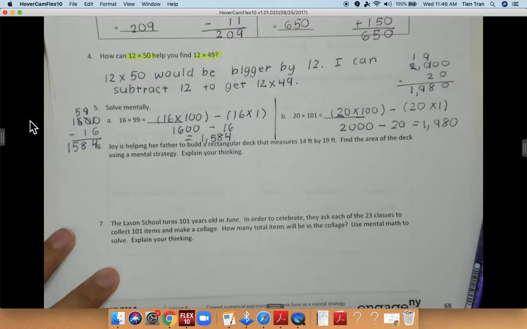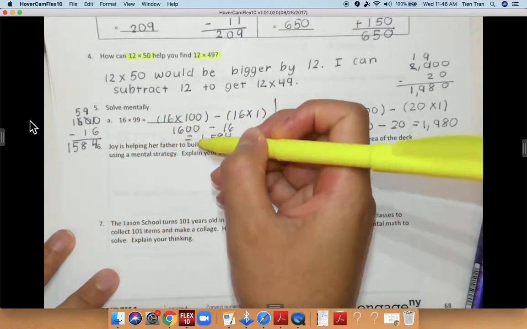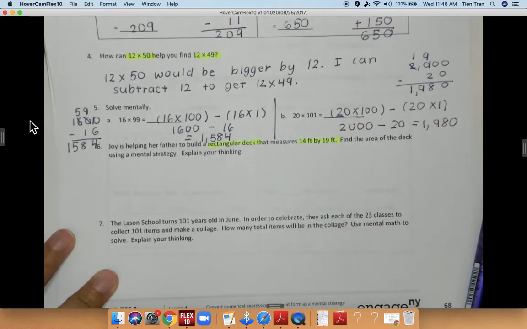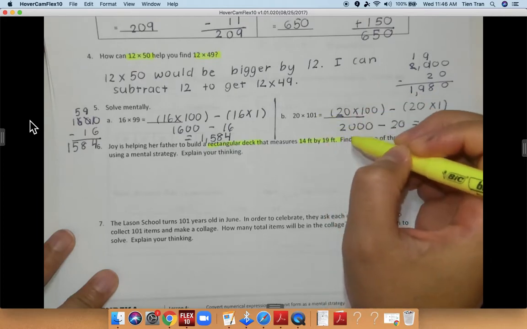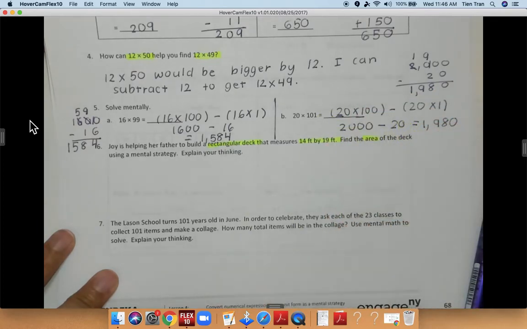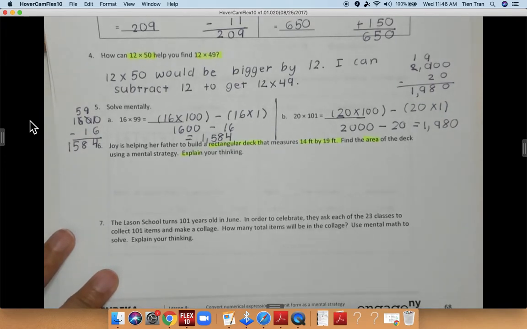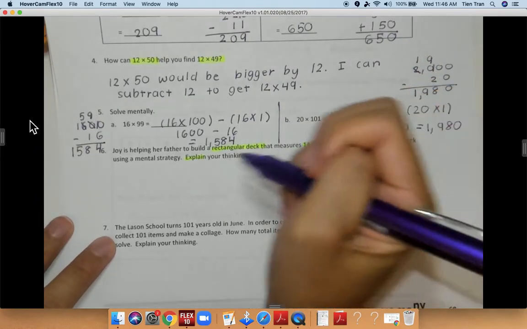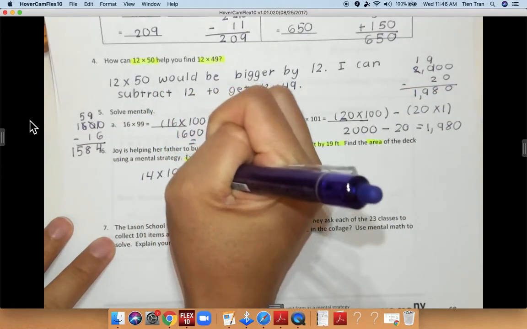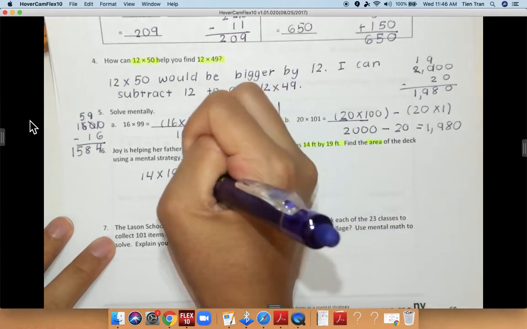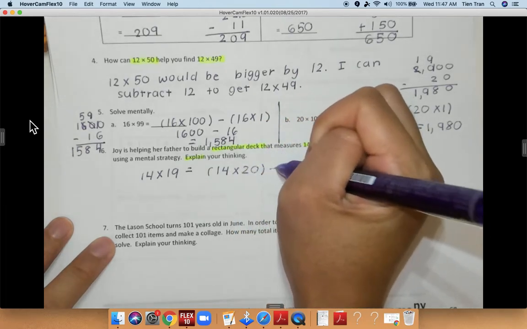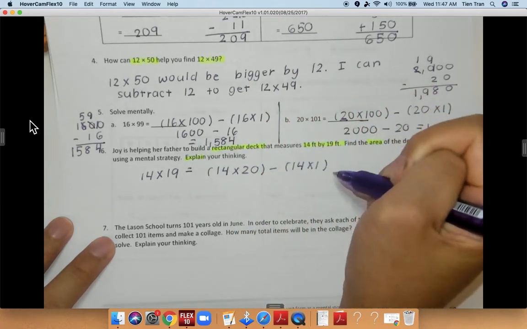Now, for problem 6, it says here Joy is helping her father to build a rectangular deck that measures 14 by 19 feet. Find the area of the deck using a mental strategy. Explain your thinking. So what they want me to do here is to find the area. And in order to find area, I need to multiply the length times the width. Okay? So I'm multiplying 14 times 19. To solve this, I'm going to multiply 14 times 20. And then I'm going to subtract 14 times 1.